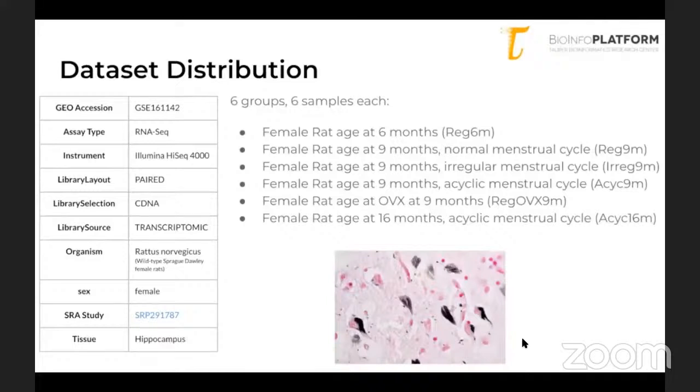Then there's 9 months with the normal menstrual cycle, or Reg9M, 9 months irregular, or Irreg9M, 9 months acyclic, or Acyclic9M. Then OVX at 9M, which is ovariectomized rats, which means that their ovaries have been removed. And this is significant because it acts as a control, because OVX represents the most important clinical features of estrogen deficiency, modeling postmenopausal conditions. And then there's also the female rat at 16 months with an acyclic menstrual cycle.